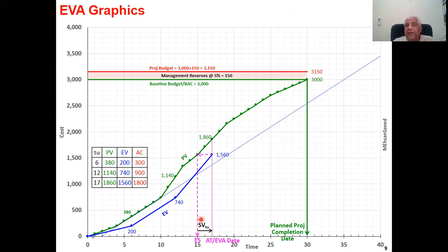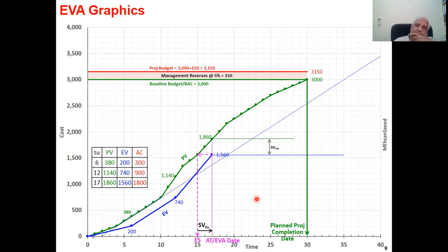So this is schedule variance in monetary units. You can also find out schedule variance in monetary units, in which case, rather than go horizontally, you go vertically. And then you see that, as of today, you have earned 1560. What you should have earned was 1860. So your schedule variance is minus 300. You are earning less than what you had planned. So depending upon whether you want to find out schedule variance in terms of time or in terms of monetary units, you either go horizontally for time units and go vertically for monetary units.